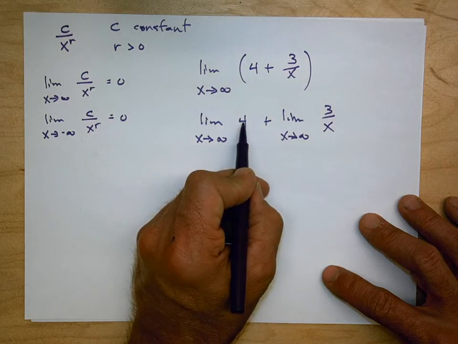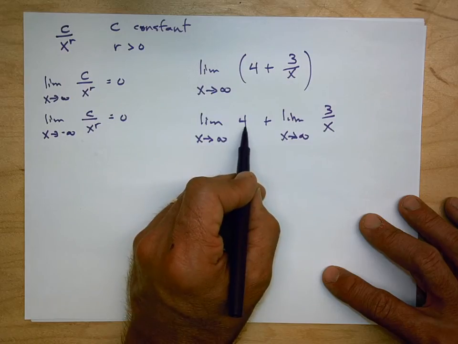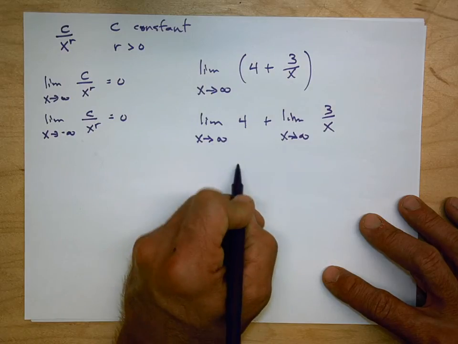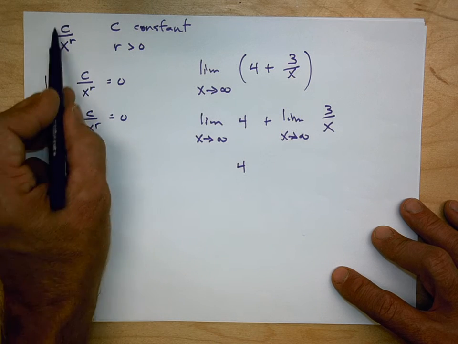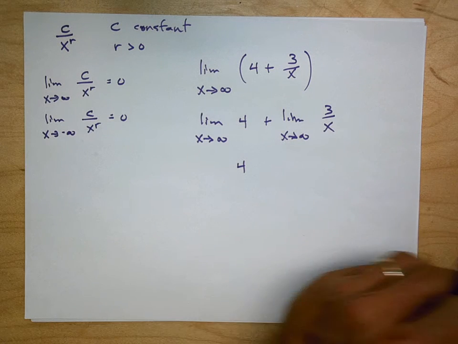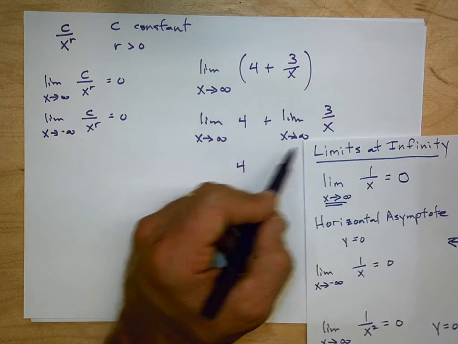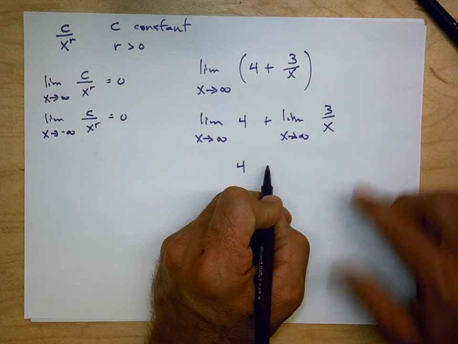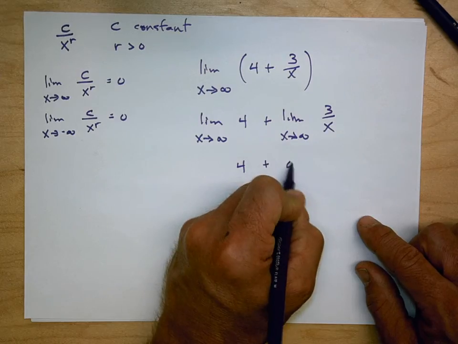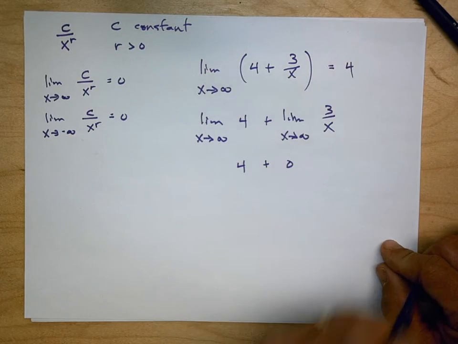But 4 is just a horizontal line at y equals 4. So no matter how far I go out on the x-axis, it's still going to be 4. So that's going to equal 4. And this, we just said, here's the general form. Instead of 1 over x, we have 3 over x. As x gets larger and larger, that will tend to 0. So the limit here will equal 4.